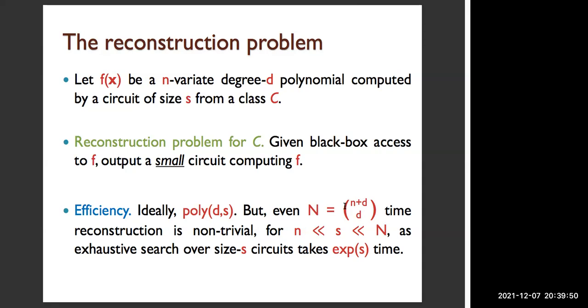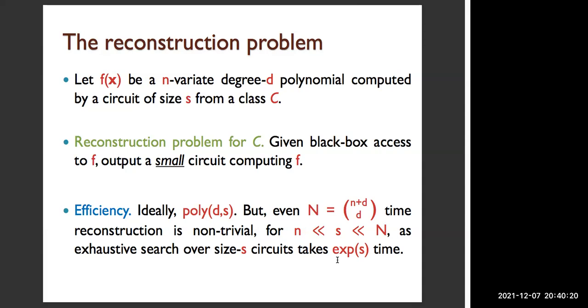Even this is non-trivial, because I think of an S which is neither too small nor too large, right? Too large meaning it is not as large as the number of coefficients, but it is not too small either. Let's say n cube, or n to the 4 or something. Now if you wish to output a circuit of size S, a naive way would be to search all possible circuits of size S.